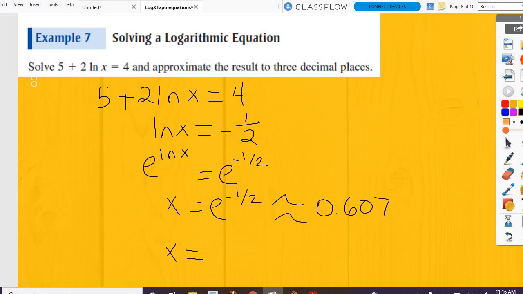What does a negative exponent do? Puts it in a fraction. What does a 1/2 do? Makes it a square root. So this would be the same thing as 1 over the square root of e. But this would just be if they asked us for the exact answer. If they just ask you to round, then 0.607 would be your answer.